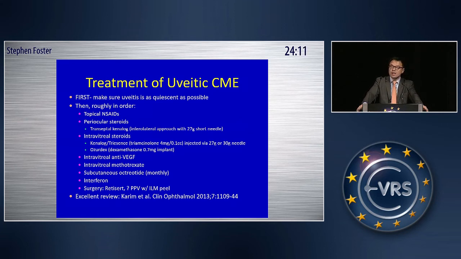So if you're treating MS, you're treating Behçet's, even Behçet's with bad macular edema, interferon can do pretty well as long as the patient can tolerate it. Now, about surgery, Retisert is always a good one to go to if somebody has chronic inflammation, they're not responding to systemic immunosuppressive therapy, or they just don't tolerate the therapy. Then you can do Retisert. PPV with IO-MPO.